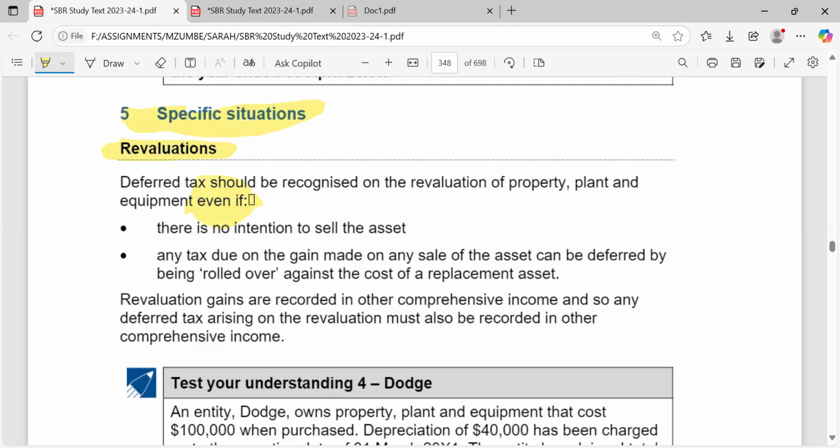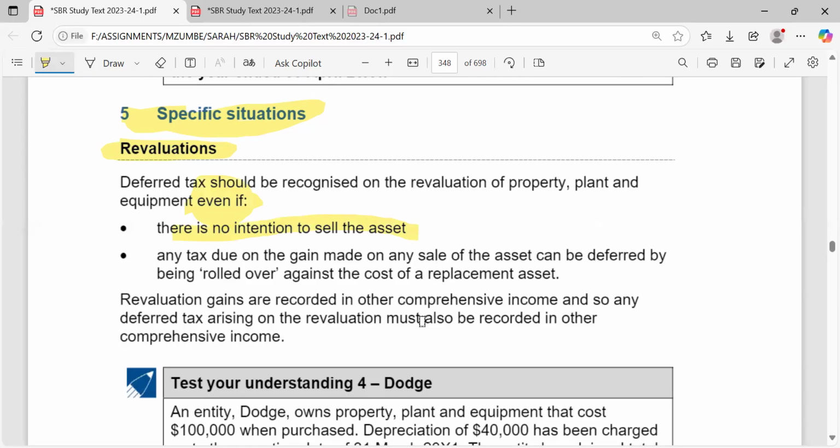We would get that value of the revalued amount because it is usually on fair value, right? But even if there is no intention to sell the asset, you should recognize it. Also, any tax due on the gain made on the sale of an asset can be deferred by being rolled over against the cost of a replacement asset, so that one won't matter. So revaluation gains are recorded in the other comprehensive income. That's what we do, right?